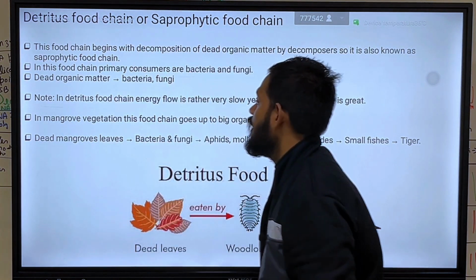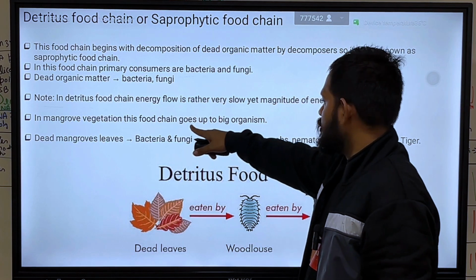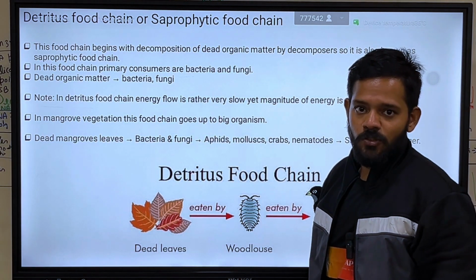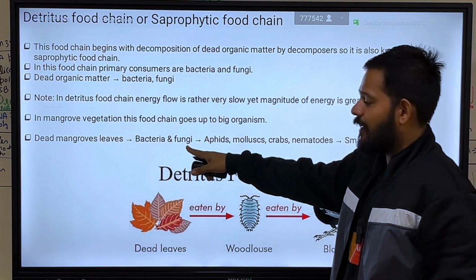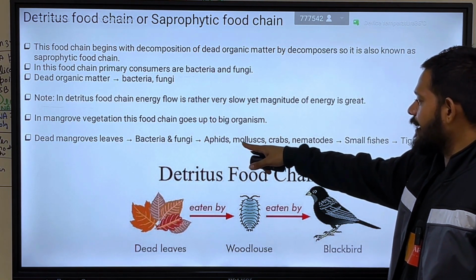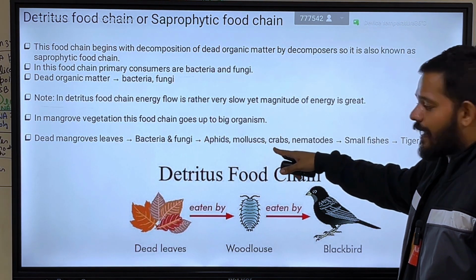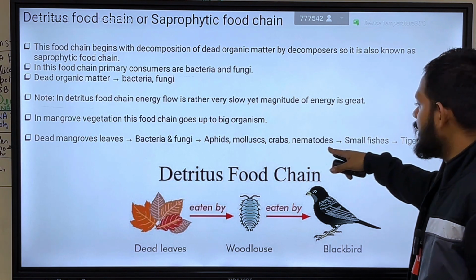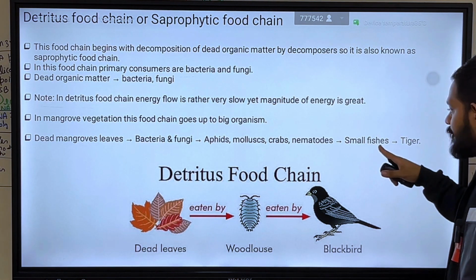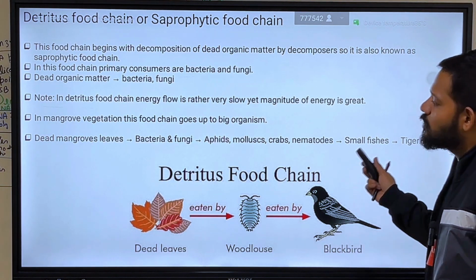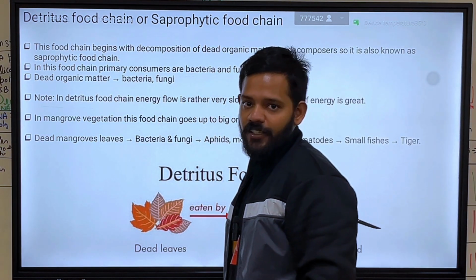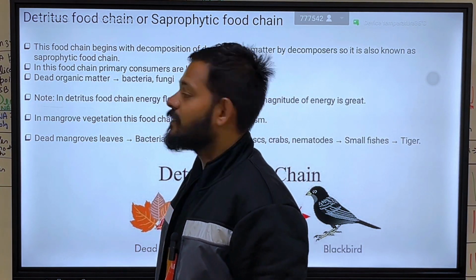In mangrove vegetation, this food chain goes up to the big organisms. Dead mangrove leaves are eaten by bacteria and fungi, then the fungi and bacteria are eaten by aphids, mollusks, crabs, or nematodes, then these organisms are eaten by small fishes, and small fishes are eaten by the tiger. This is the food chain present in the mangrove forest. Mangrove forest means your Sundarban.